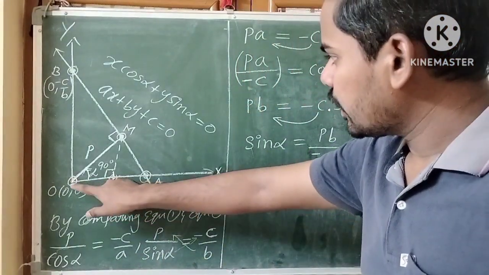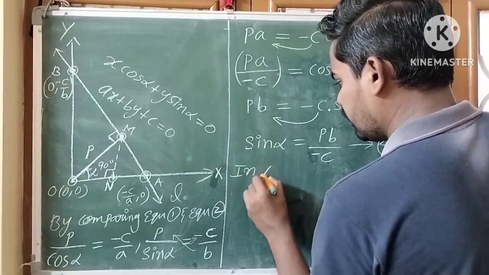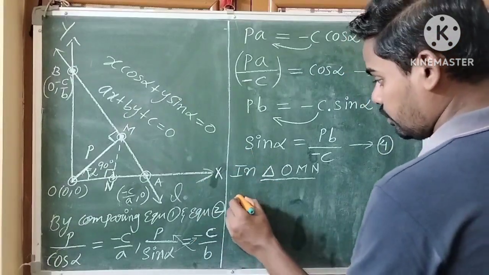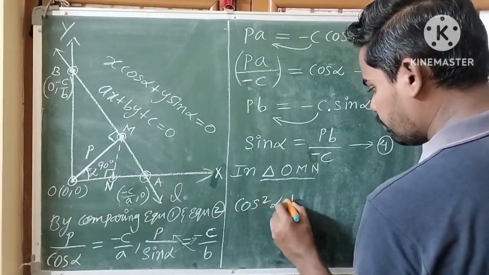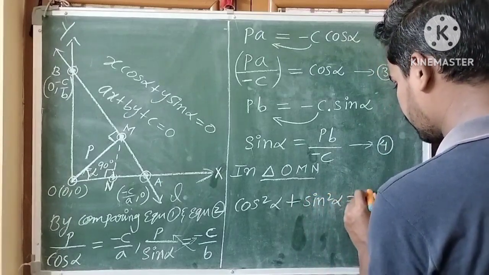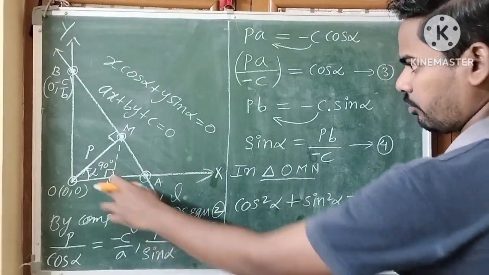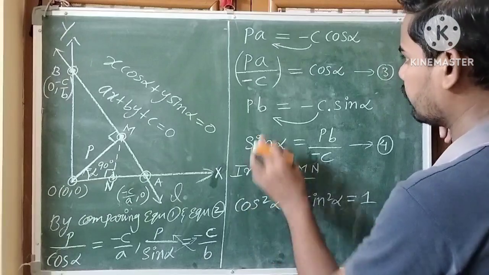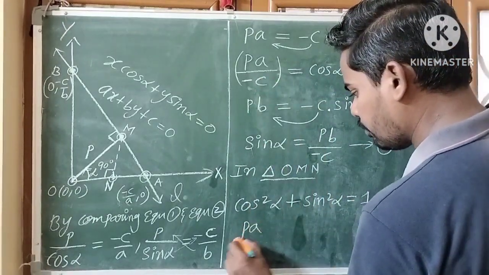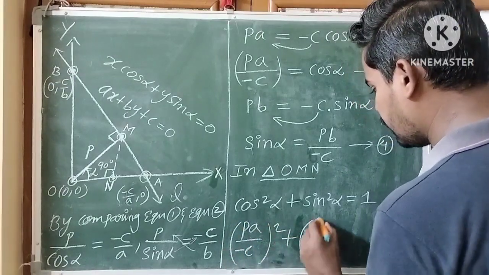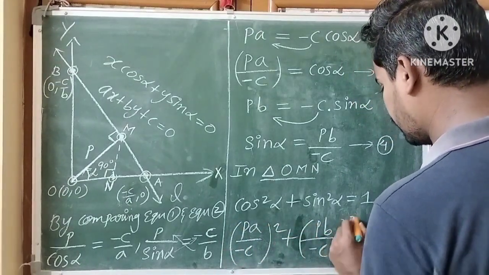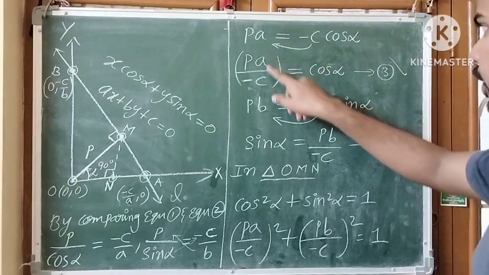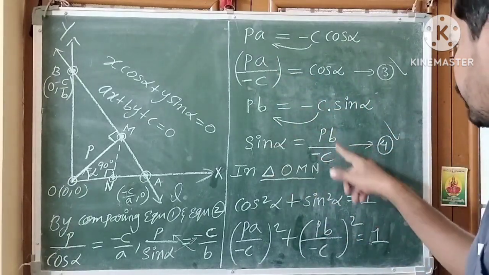Using the right angle triangle OMN, we can write one identity: cos square alpha plus sin square alpha is equal to 1. First of all, what is cos alpha here? Cos alpha means p by minus c by a, so (pa by minus c) whole square. What is sin alpha? (pb by minus c) whole square is equal to 1. From equation 3 and equation 4, cos alpha is equal to pa by minus c, and sin alpha is equal to pb by minus c.